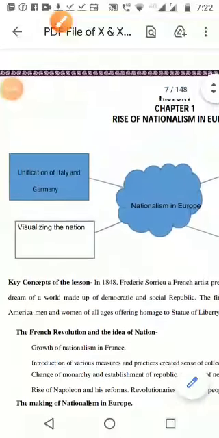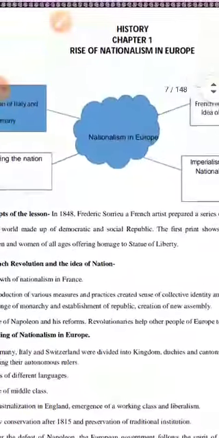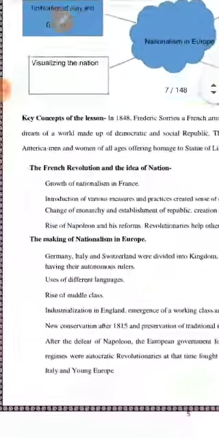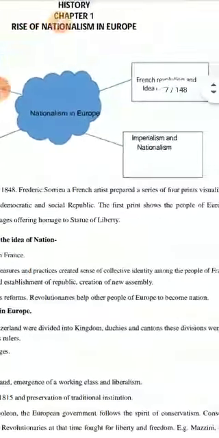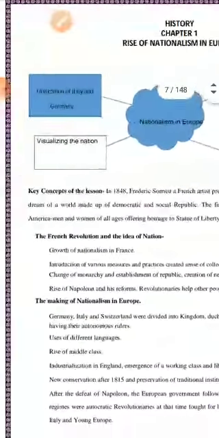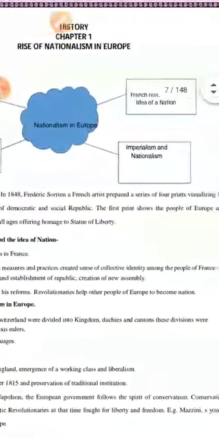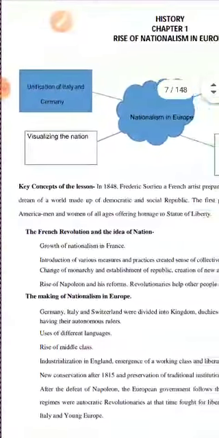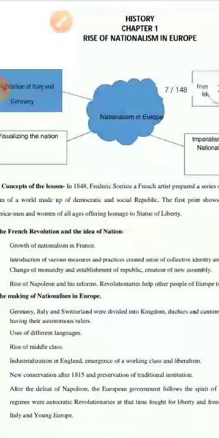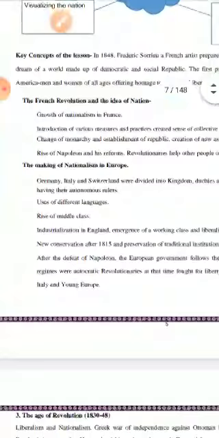Very good morning, students. We will go through the key concepts of the first lesson, that is, the rise of nationalism in Europe. In 1848, Frederic Sorrieu, a French artist, prepared a series of 4 prints visualizing his dream of a world made up of democratic and social republics. The first print shows the people of Europe and America, men and women of all ages, offering homage to the Statue of Liberty.